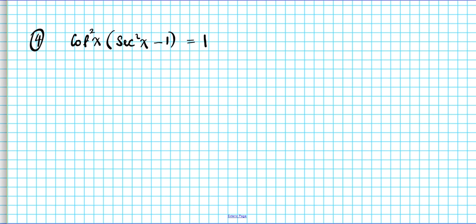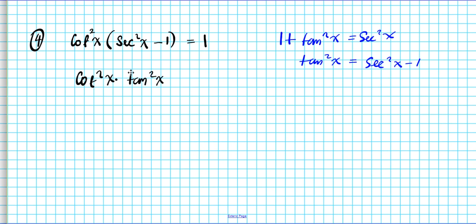So check this out. Let's say we have this identity again, 1 plus tan squared x equals secant squared x. If I subtract 1 from both sides, I get tan squared x equals what? Secant squared x minus 1, right? Is that true? Yeah, so I can now make a substitution. Cotangent squared x times tan squared x, is it equal to 1? Is it?